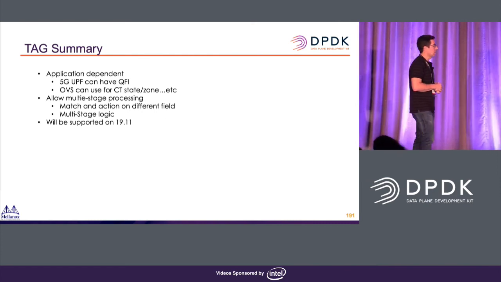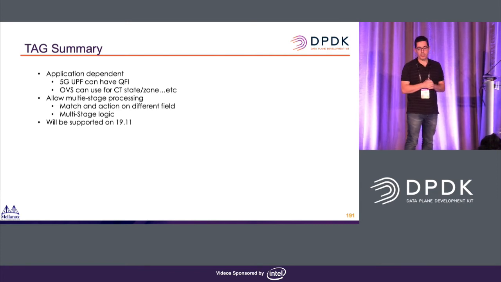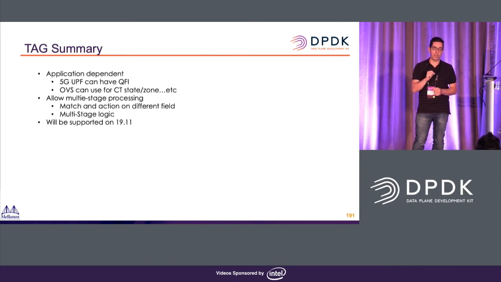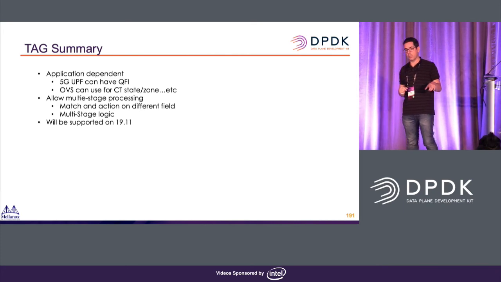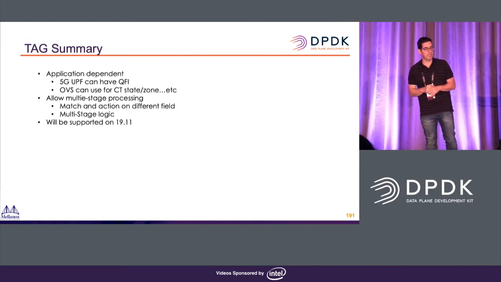It allows multi-stage processing. I talked about it a lot. You don't have to do a single flow, but in case you want to do a multi-flow, in many cases you will have to save some information, and the tag will allow you to do that. It was already pushed to the upstream and can be used in DPDK 19.11.